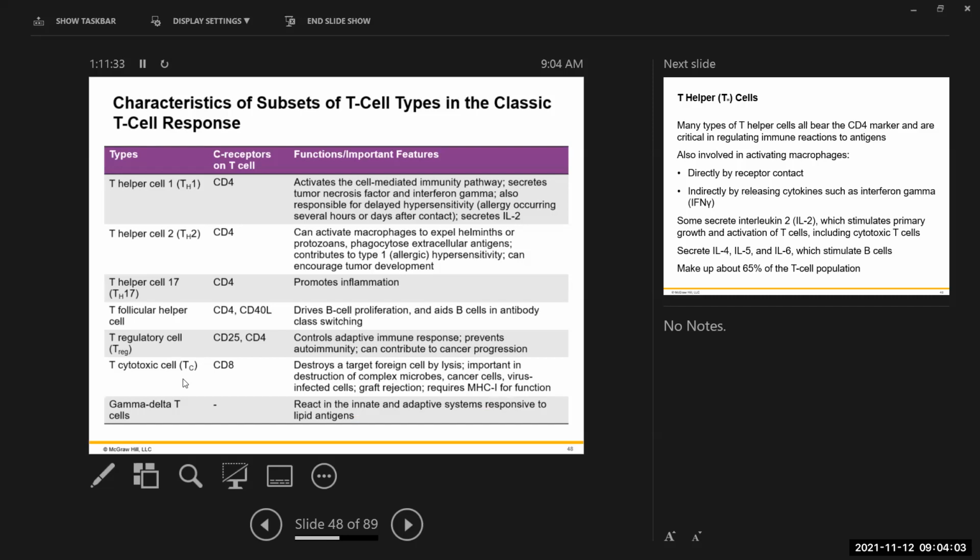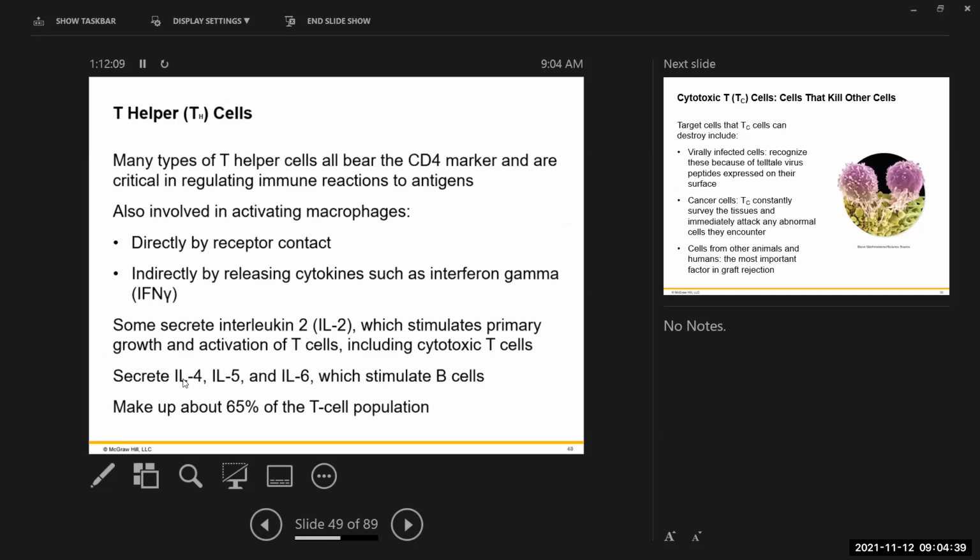A so-called T follicular helper cell has CD4, and then this other thing called the ligand for CD40. And then this other cell called a T helper 17 cell that also expresses CD4 as well. And then these down here that respond to lipid antigens and gamma delta T cells, we'll talk about those later. These are a minority group of T cells. So each of these is going to respond a little bit differently. So let's talk about these first.